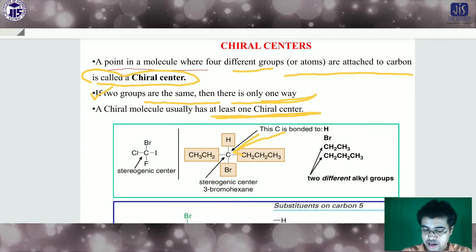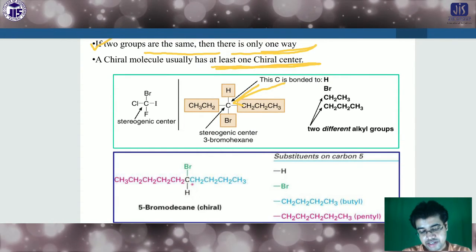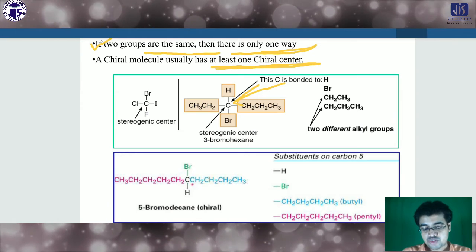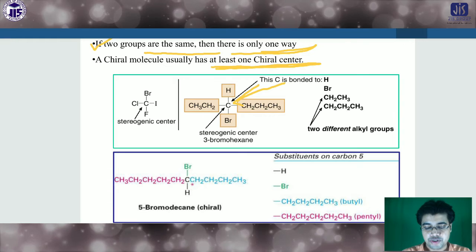This is the chiral carbon, and now in the second case these are different examples of the chiral carbon. Stereogenic center is a different thing which I'll discuss later. Here it is not required at this moment.